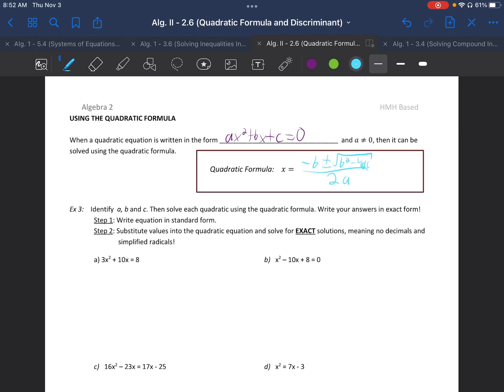The thing is, you might be wondering, well, Mr. Kossel, why don't we just only learn the quadratic formula? Why do we bother with all the other ones? And that's a great question. The reason is the quadratic formula is a pretty big formula. There's quite a bit of steps to do, numbers get pretty big, and it takes a bit more time than some of the other methods. But it will always work.